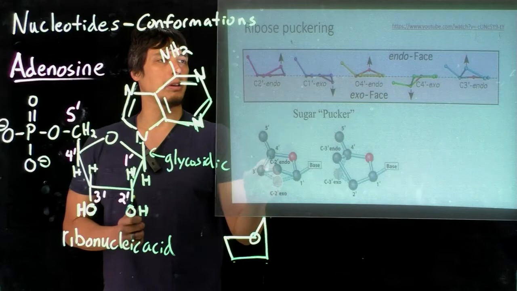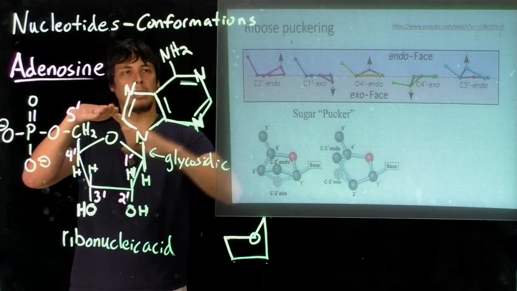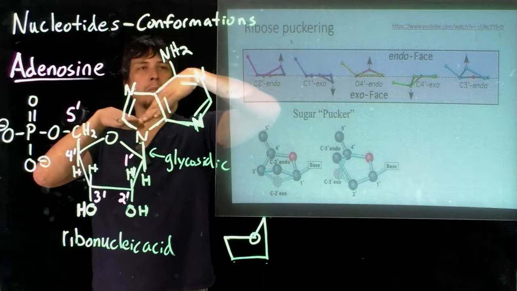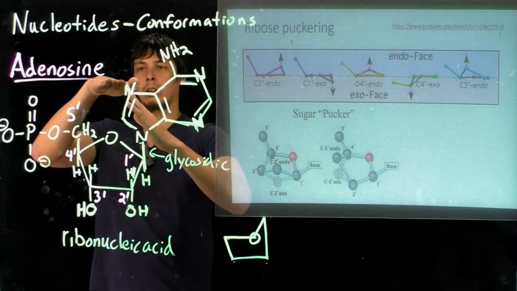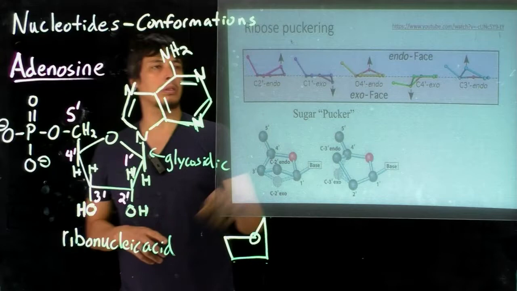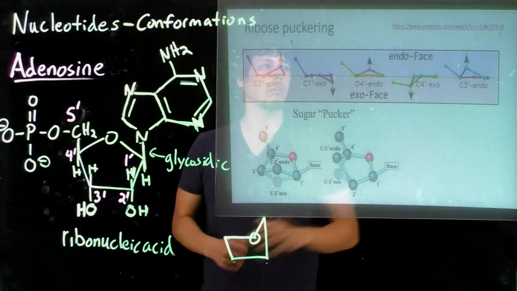And then we can also think about where that carbon is pointing out of plane. Is it up or down relative to the 5 prime carbon? If it's up relative to the 5 prime carbon, such as shown here in this pink structure, it's called the endo form. If it's in the opposite direction of the 5 prime carbon, then this is called the exo form. So the blue one is C1 prime exo. This is going to be a C4 prime endo in yellow. The green is C4 prime exo. And then the light blue is a C3 prime endo.